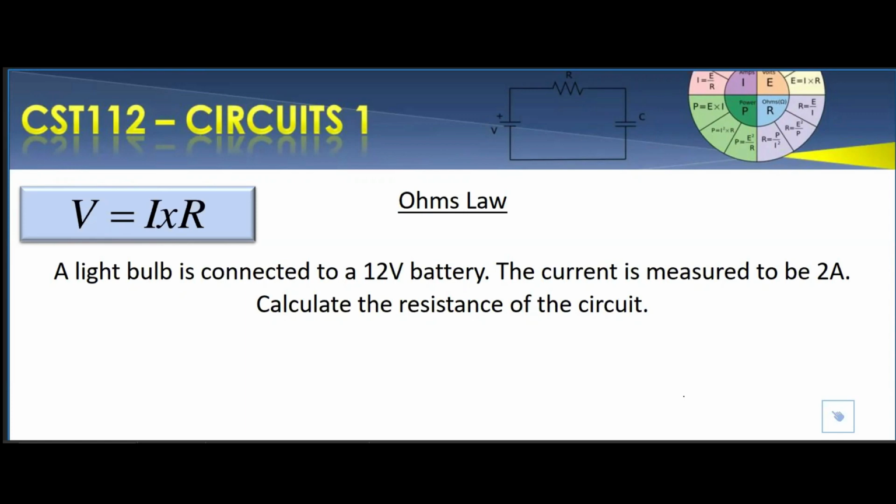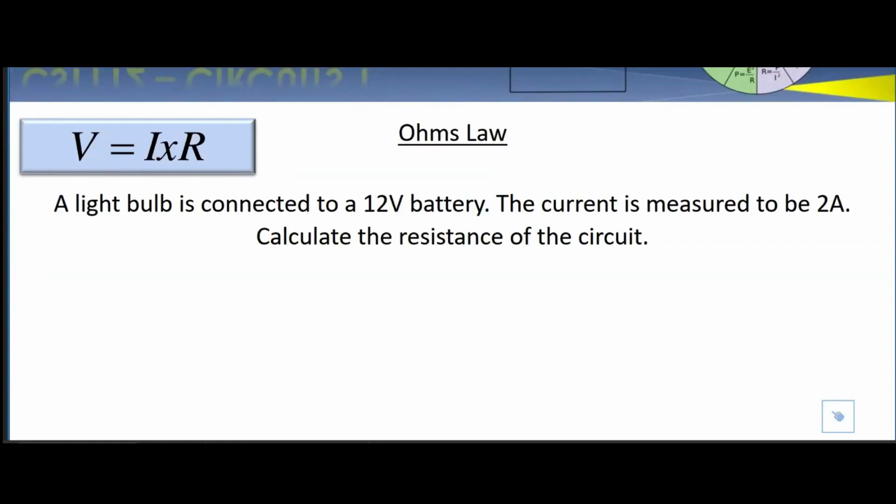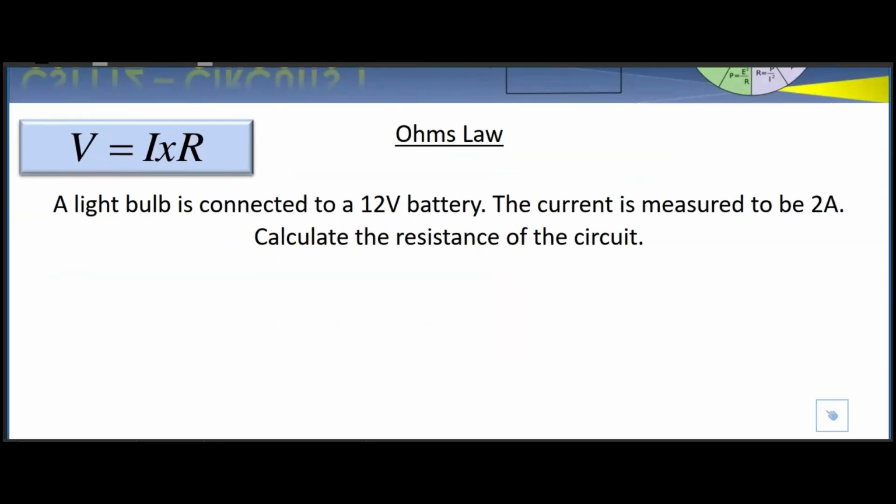All right, class. So let's take a look at some example problems related to Ohm's law and Watt's law, and also a little bit of energy. So this first question right here is related to Ohm's law. It says a light bulb is connected to a 12-volt battery. The current is measured to be 2 amps. Calculate the resistance of the circuit.